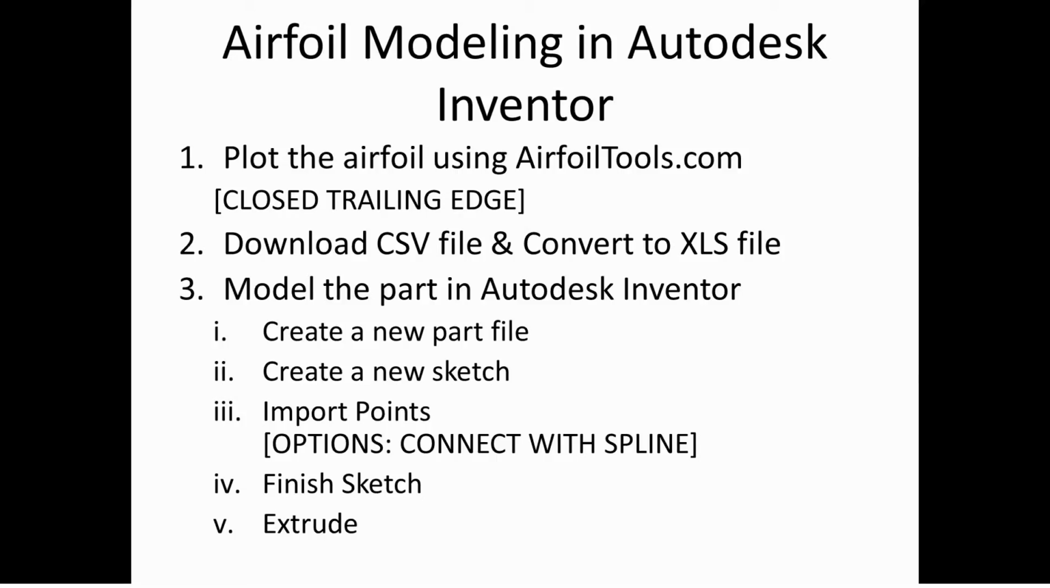And then we're going to download a CSV file full of points, convert it to an Excel file, and then model the part in Autodesk Inventor. We're going to make a new part, a new sketch in that part, and import the points. We'll save ourselves a lot of time by automatically having Autodesk connect those points with a spline, and then we'll finish the sketch and extrude, and we'll have our nice 3D airfoil model.